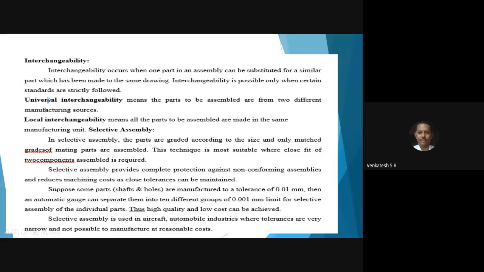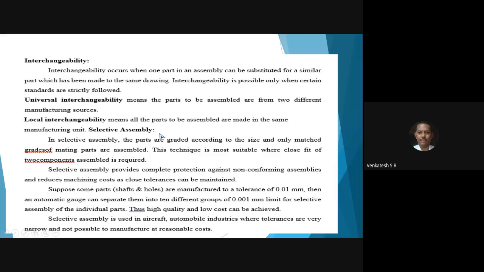interchangeability. That is also called universal interchangeability. Throughout the world, throughout the universe, you can have the requirement of your components. That is known as universal interchangeability. Suppose in Shimoga, if you have a problem with the Pulsar bike, you will get all the components in Shimoga itself. That is known as local interchangeability. Next, come to the point, selective assembly.